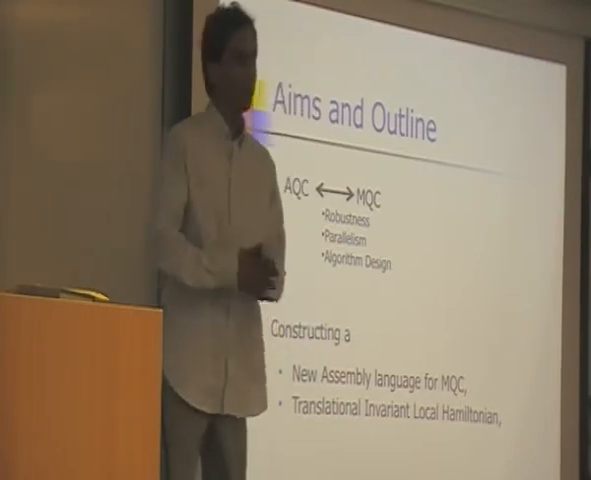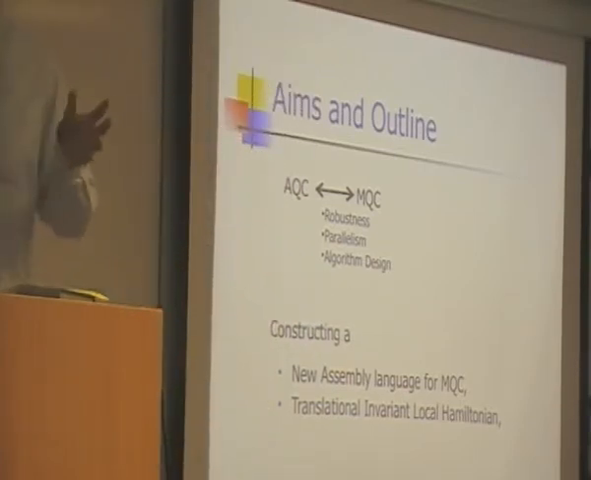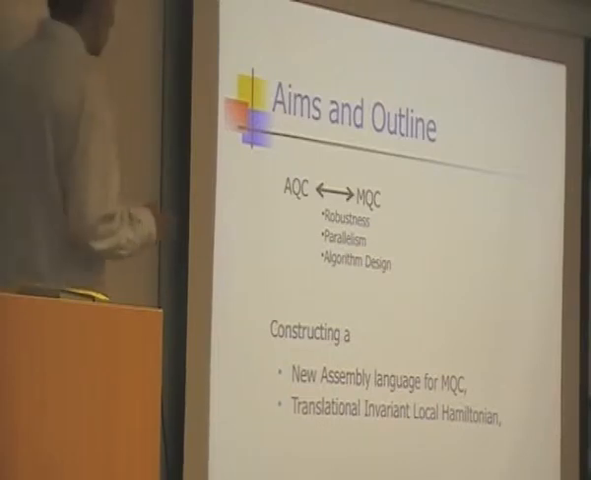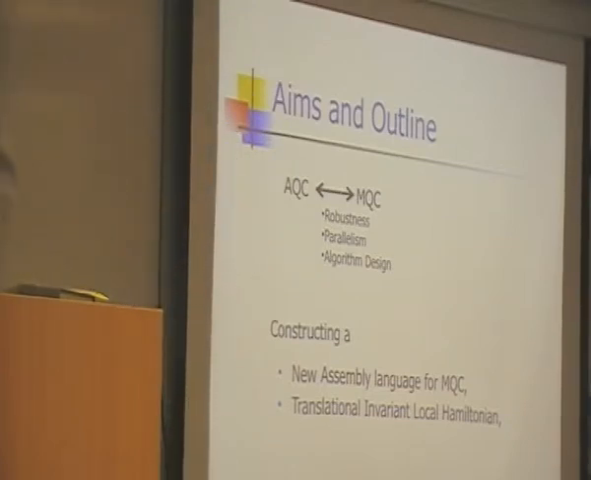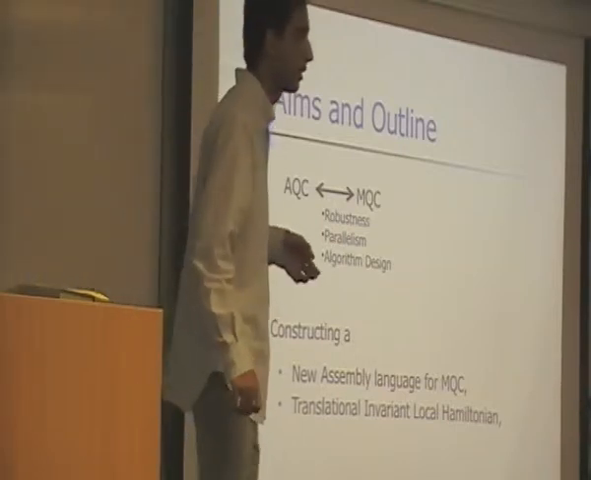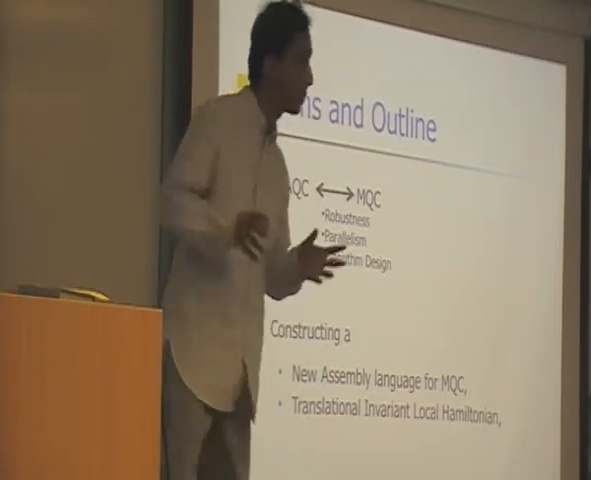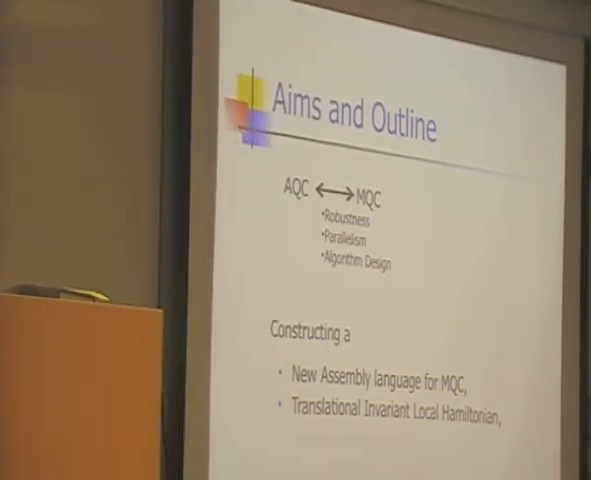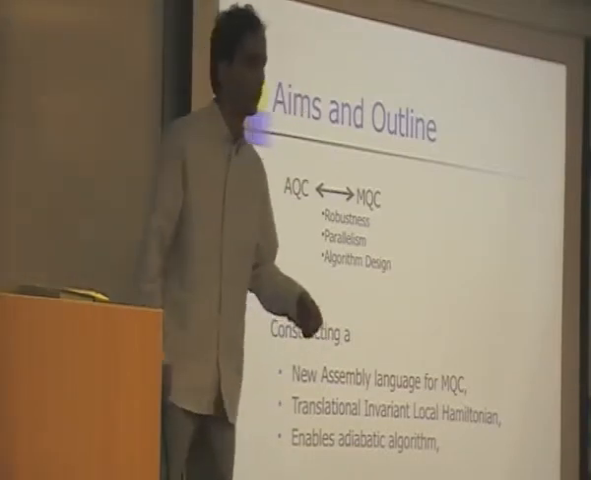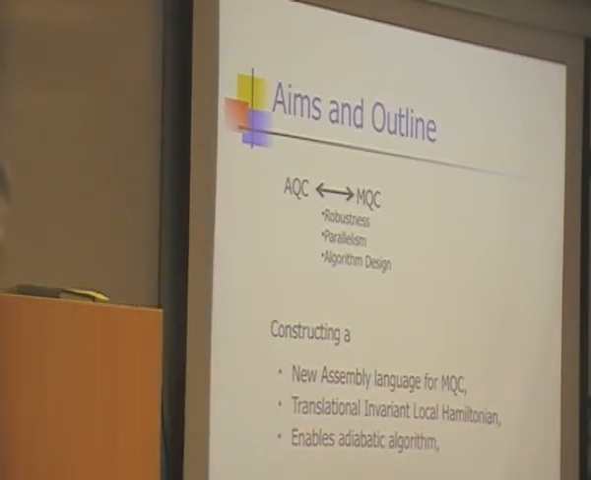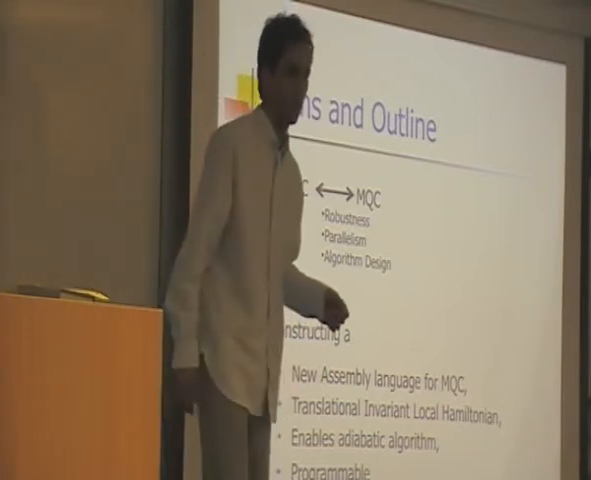So we are interested in translational invariant Hamiltonians. In the language of computer science, it means that you have the same rules at every point. And we need it to be local because the more local your Hamiltonian is, the more robust it is against decoherence. And as I talked a little about adiabatic algorithms, we need our Hamiltonian to be evolved adiabatically. And at the end, we need it to be programmable.